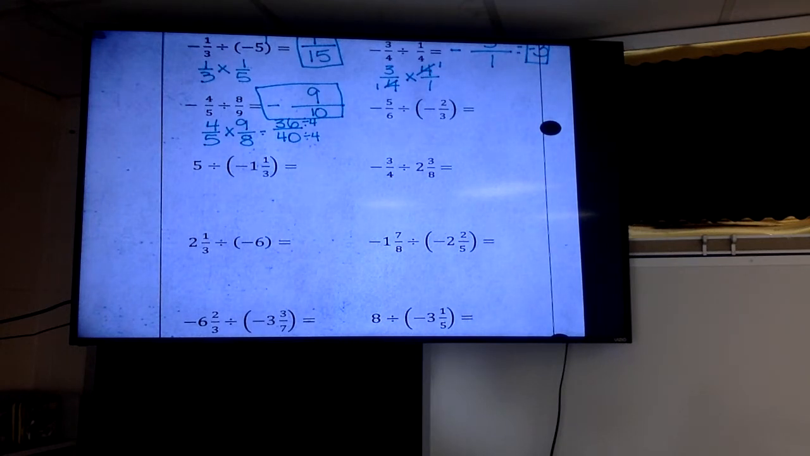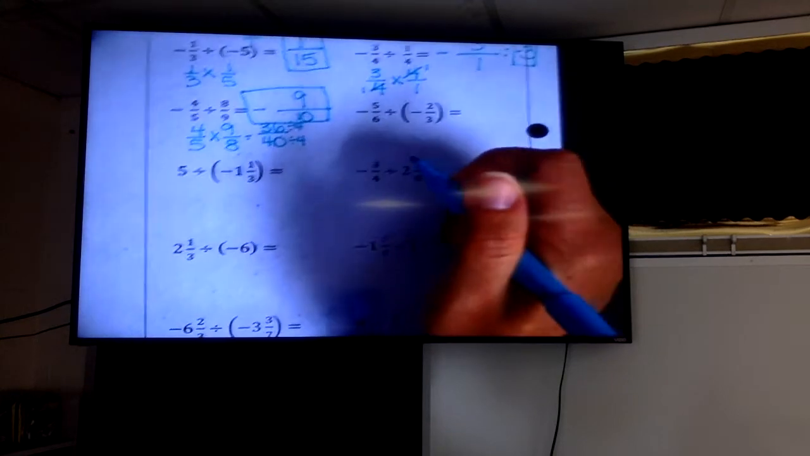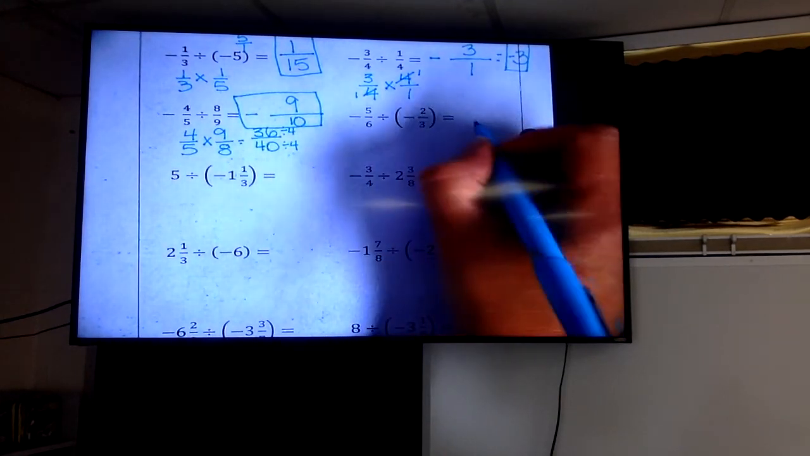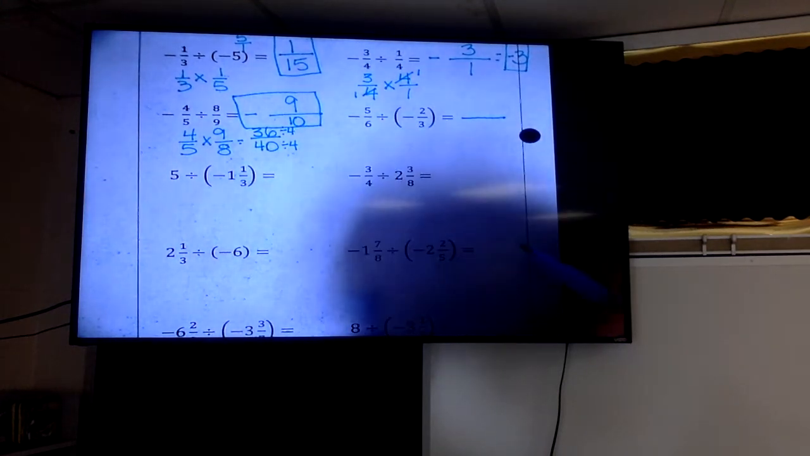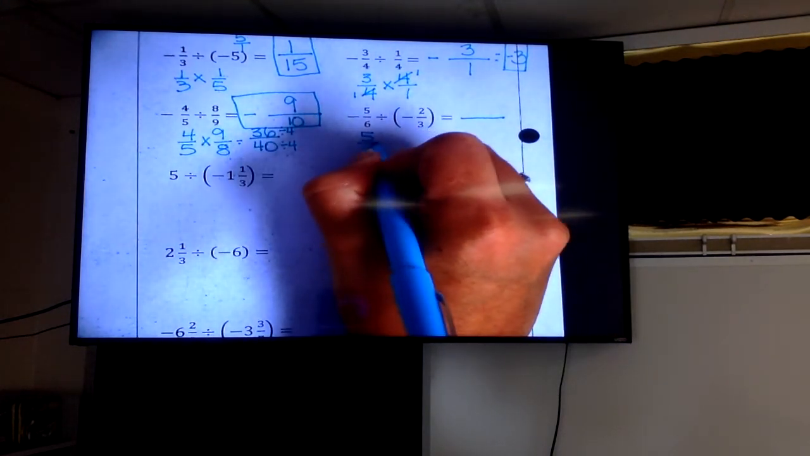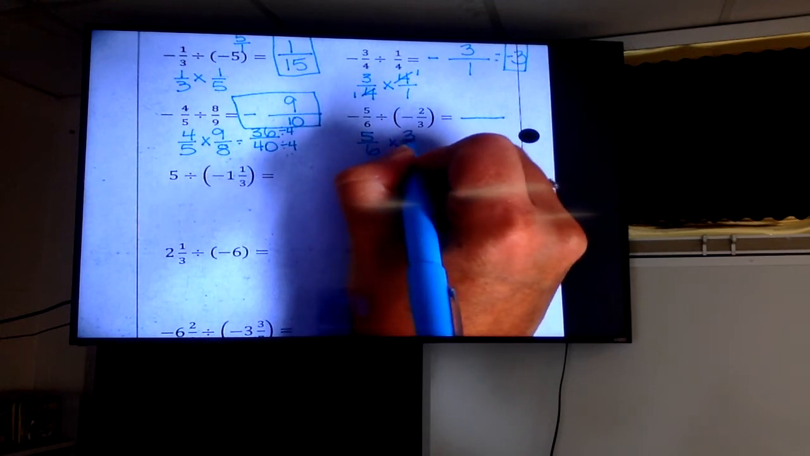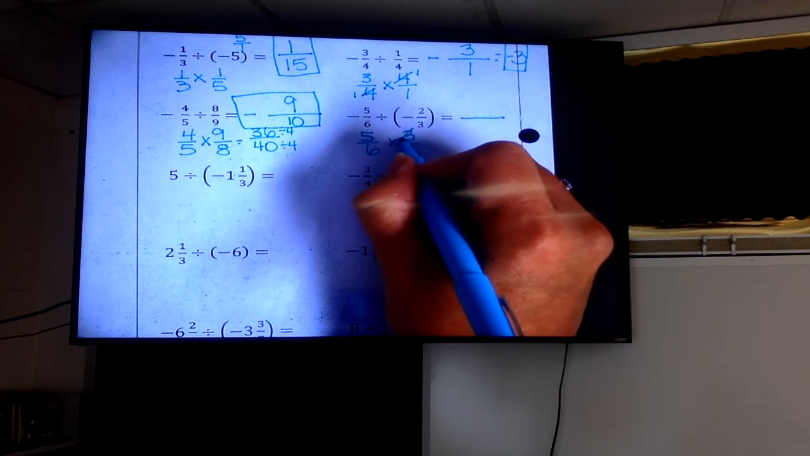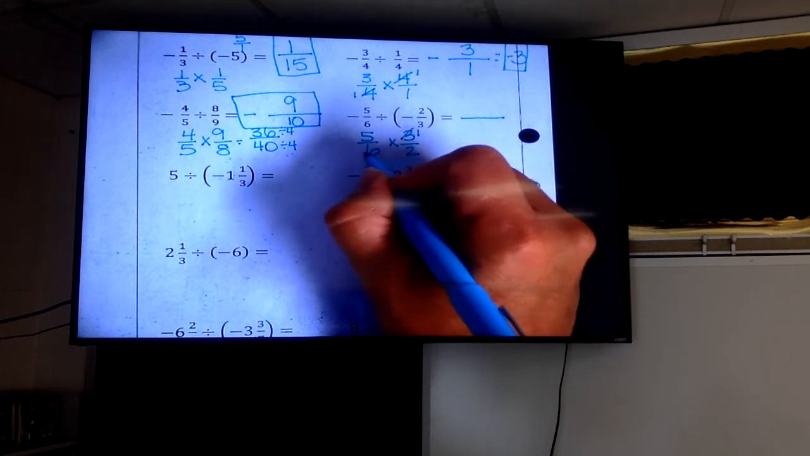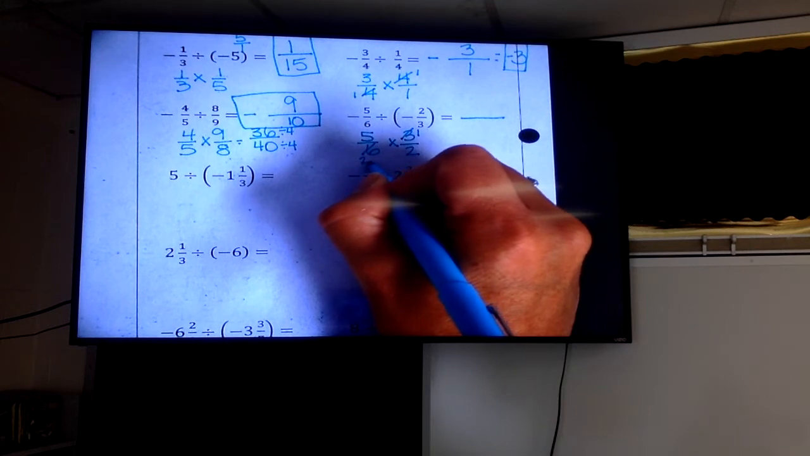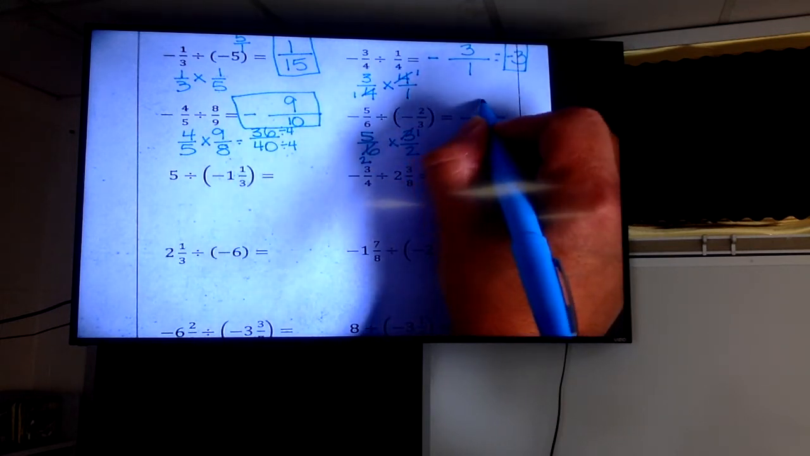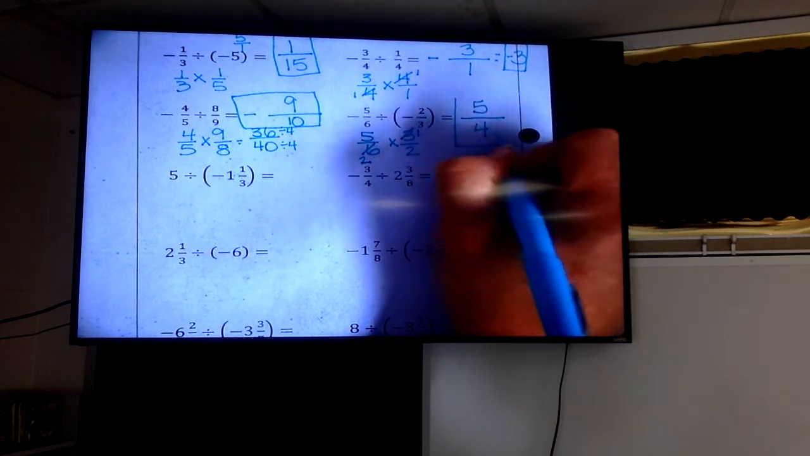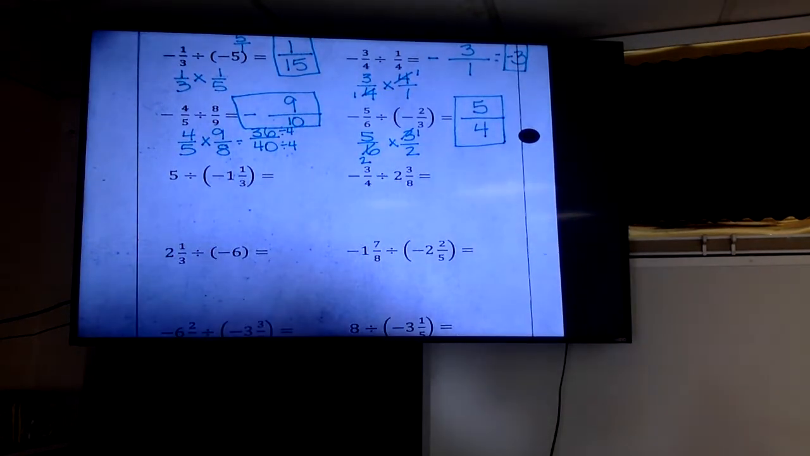All right, let's look at the next one. I have negative 5/6 divided by negative 2/3. A negative divided by a negative is a positive. So I'm just going to make my fraction bar. I know I need to keep, change, and flip. 3 and 6 share a common factor of 3. 3 divided by 3 is 1. 6 divided by 3 is 2. Across the top, 5 times 1 is 5, and 2 times 2 is 4. And remember, I can leave them improper, so my answer is 5/4.